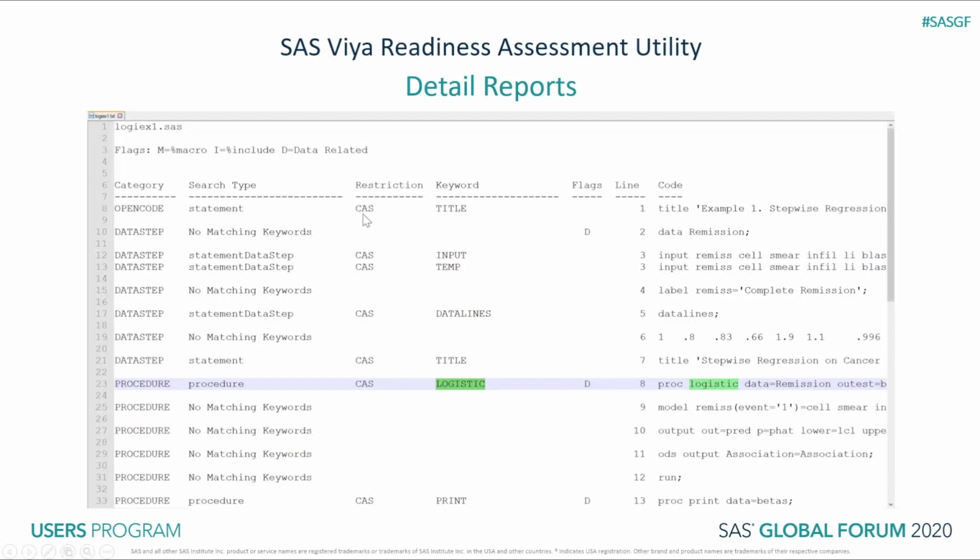And anytime you see the word CAS, that means it's found a statement that will not run in CAS. The key word will give you a hint on what the actual statement is. This is an example of a title statement, and it only runs in SAS Viya's compute server. If we scan down here to logistic, it got flagged as well because that only runs in the compute server. But we know, based upon the frequency report, we can refactor that code into logselect, and that will run in CAS.